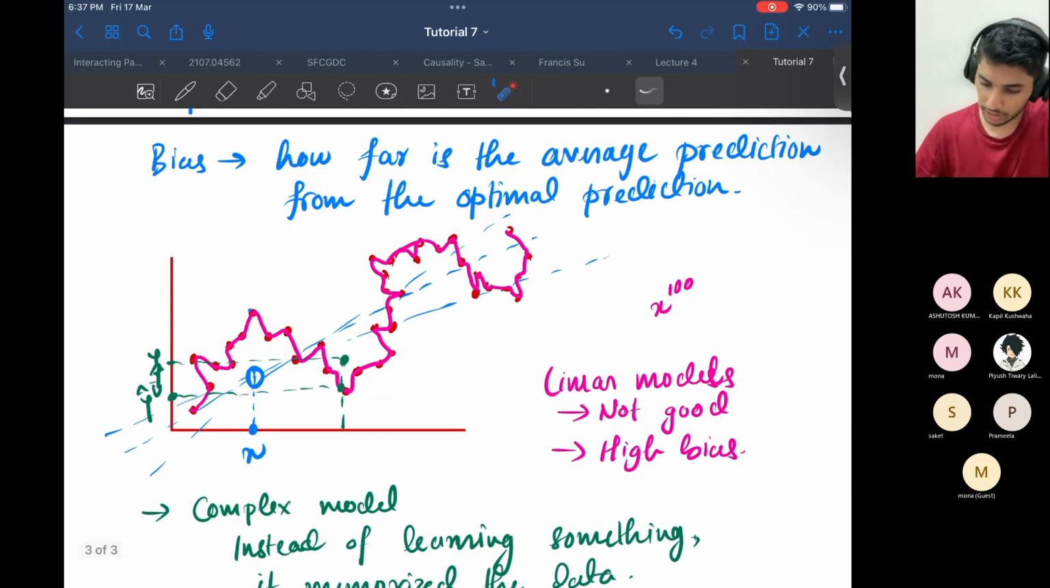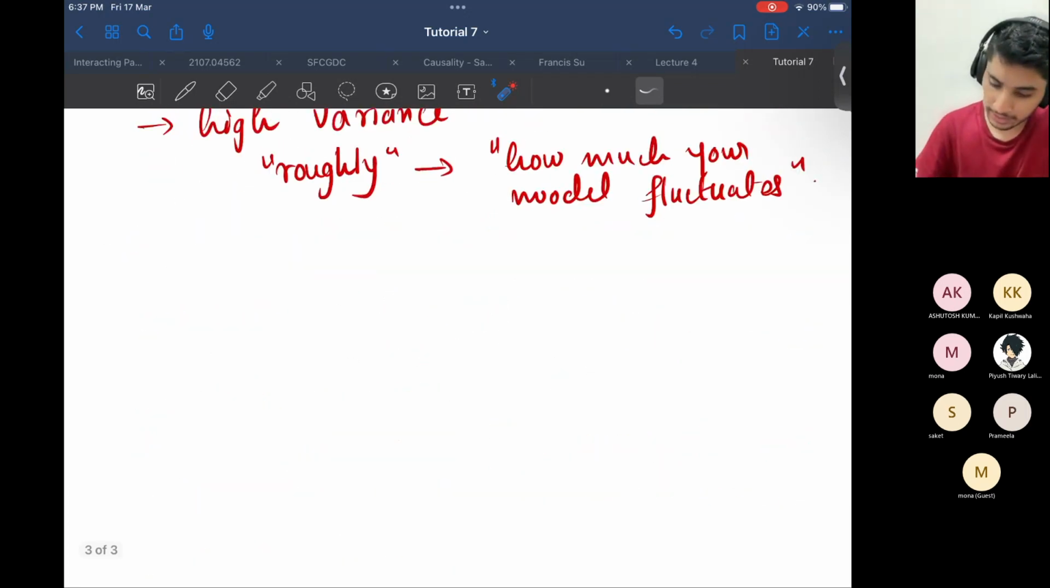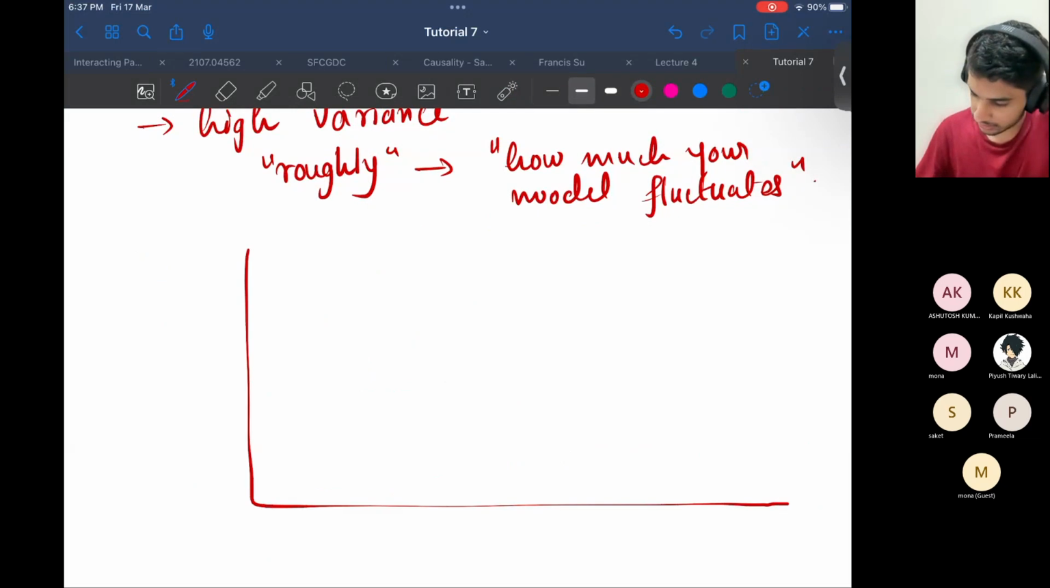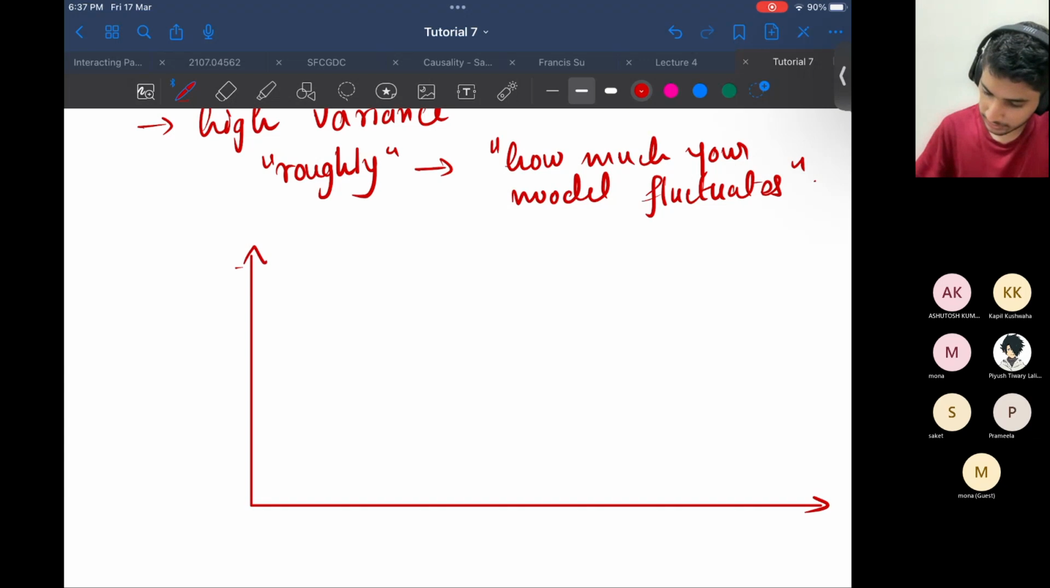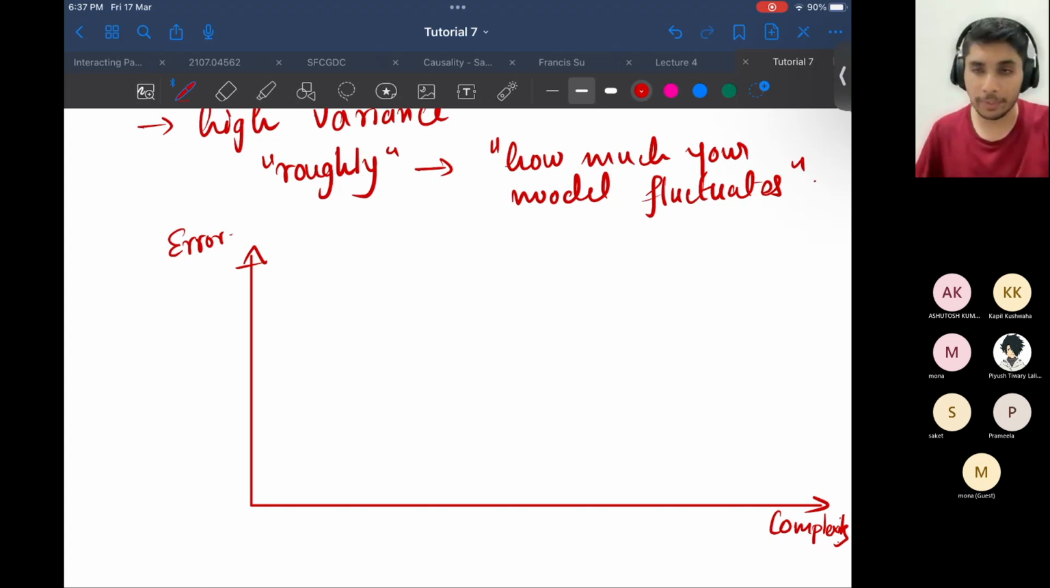So let me draw something like this. Okay, so let me draw a graph. So this is something called complexity, and this is something called error. Now I haven't explained to you what complexity is.